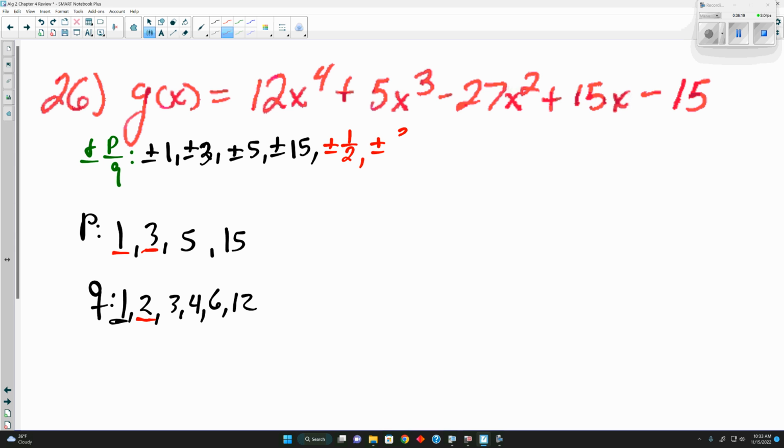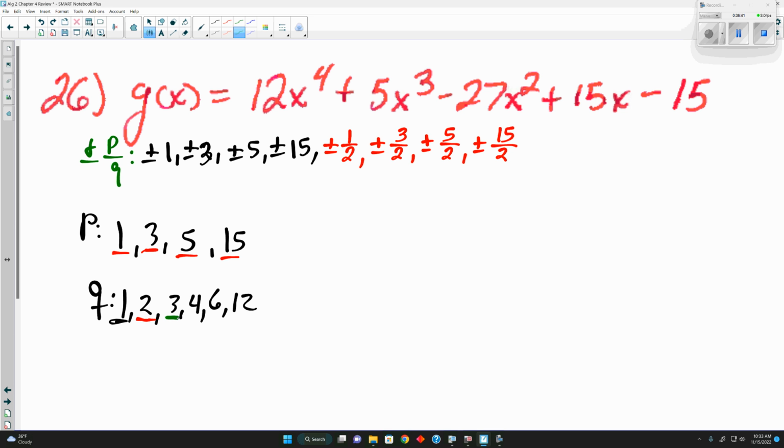3 divided by 2 is going to be plus or minus 3/2. 5 divided by 2 is going to be plus or minus 5/2. And lastly, 15 divided by 2 is going to be plus or minus 15/2. Because if they don't have a like term or a common factor, we're going to end up listing them all out.